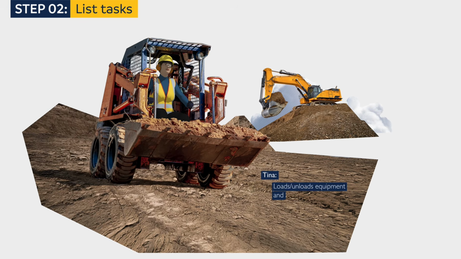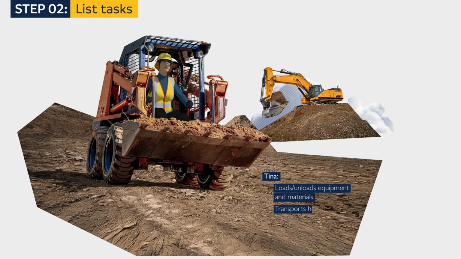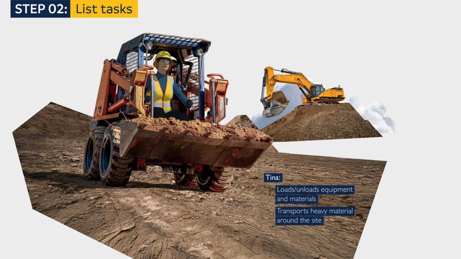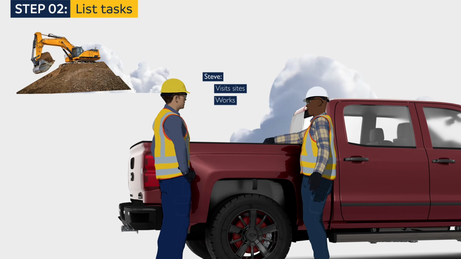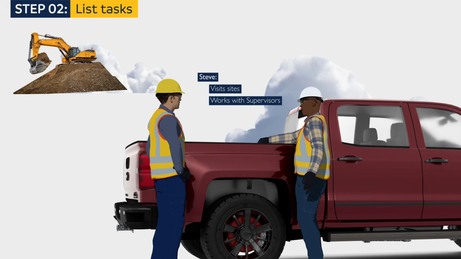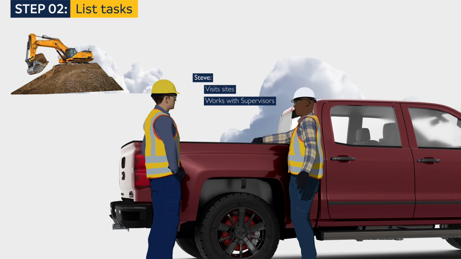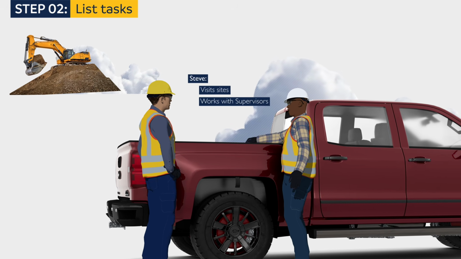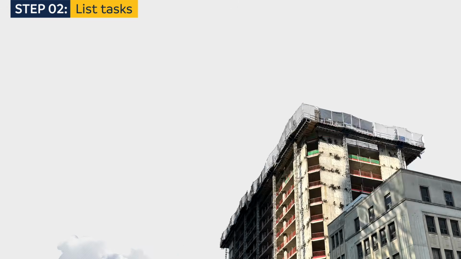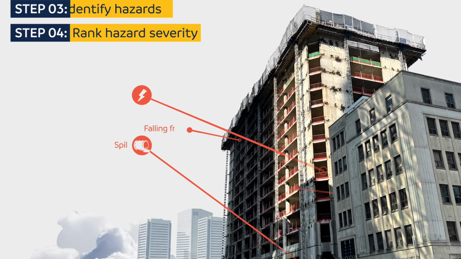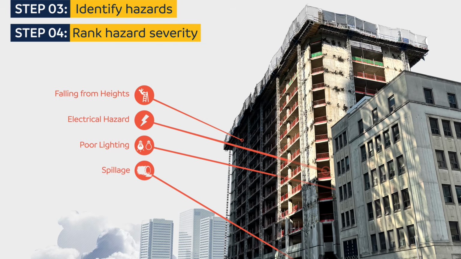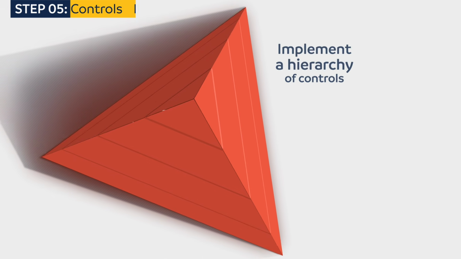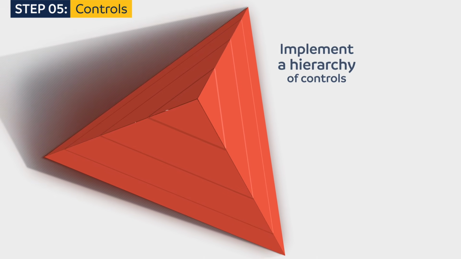Tina, for instance, loads and unloads equipment and materials and transports large materials around the site. When Steve drives to project sites, he meets with supervisors to check on progress, celebrate milestones, and complete observations in the field. Steps 3 and 4. Identify hazards and rank them to determine their severity and likelihood. Step 5. Identify a hierarchy of controls.